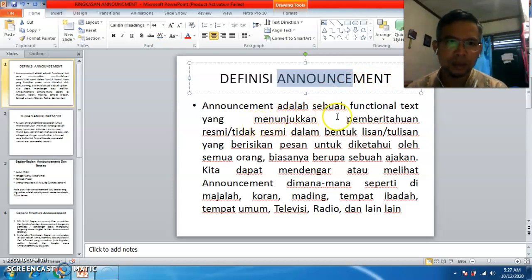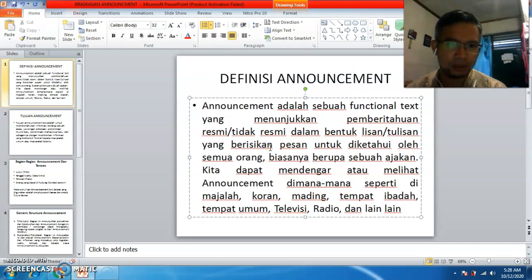Announcement is a functional text that guides or tells news or information, whether formal or informal, in written or oral form, that contains a message to deliver to the people. The form of the information is like an invitation, and we as the listener can listen to, hear, or see the announcement.